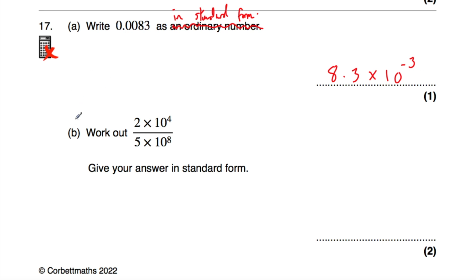Okay, now let's look at part B. Part B says work out 2 times 10 to the power of 4 divided by 5 times 10 to the power of 8, and we've been asked to give our answer in standard form. So I'm going to divide the numbers at the front and get that answer. And then I'm going to take away the powers because here we've got divided by, so we're going to do 10 to the power of 4 divided by 10 to the power of 8, so we can take away the powers. So 2 divided by 5.